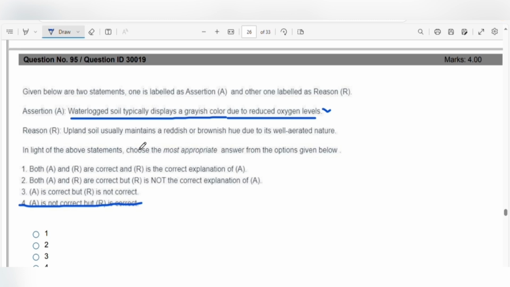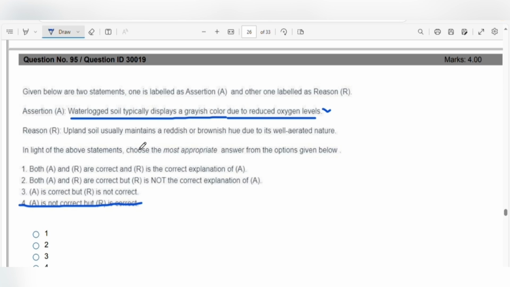So podzol soils do not maintain a reddish or brownish color, and although it is well aerated, there is no sign of water logging or anything, still it has an ash-like color. Podzol comes from the Russian zola, meaning ash-like. So it has a grayish texture.